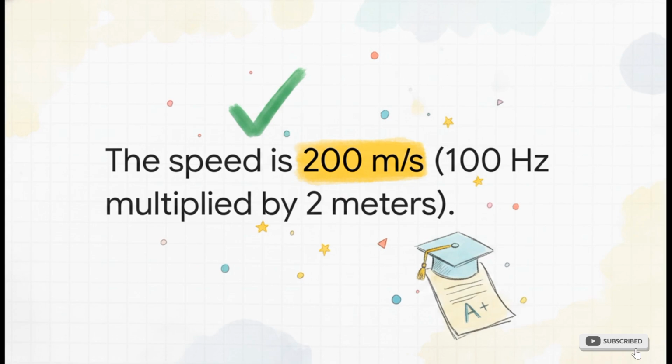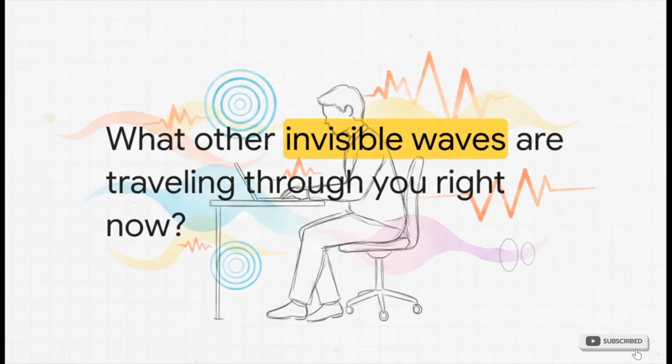Congratulations, you guys have absolutely crushed the basics of wave mechanics today. As we wrap up this explainer, I just want you to take a second and look around the room you're sitting in. We've just mapped out the invisible, mechanical sound waves that are constantly compressing and rarefying the air right around you. But it kind of leaves you wondering, what other invisible waves are traveling through you right now?